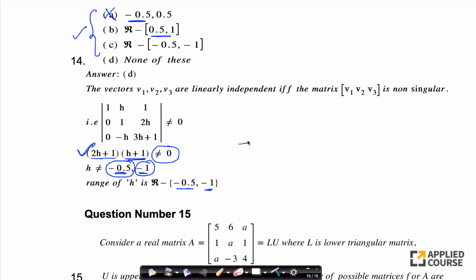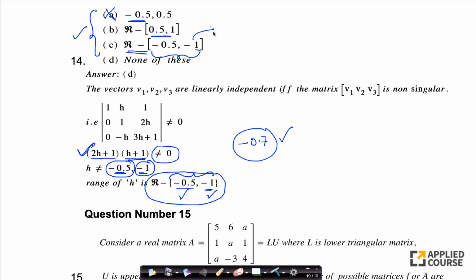See, for example, this could have taken -0.7. If h equals -0.7, there is no problem, right? But here, look at this form. This says R minus the set of values between -0.5 and -1, right? So because this is the range, this is not a set. The ideal way of writing it is in this form, wherein you're saying R can be any number except the numbers that are there in this set. And this set consists of only 2 numbers, -0.5 and -1.